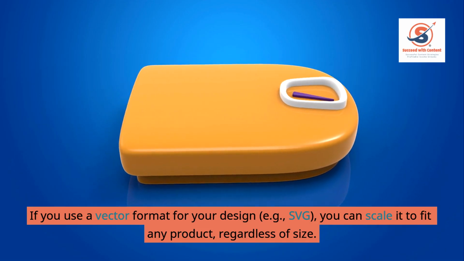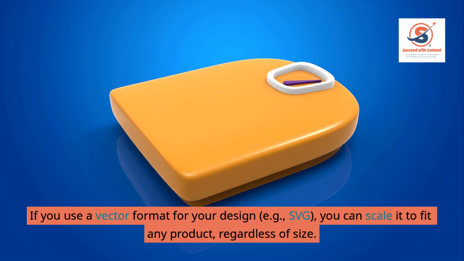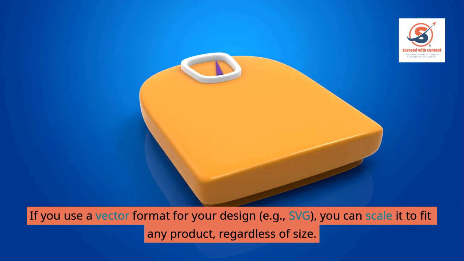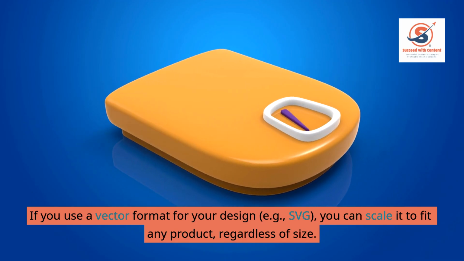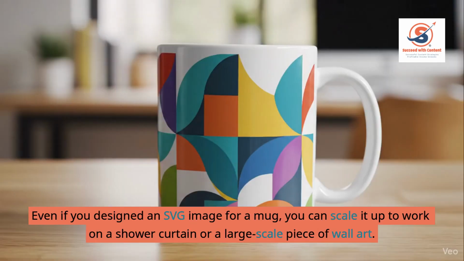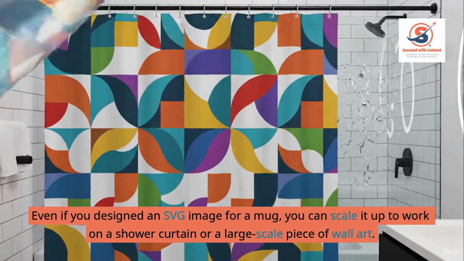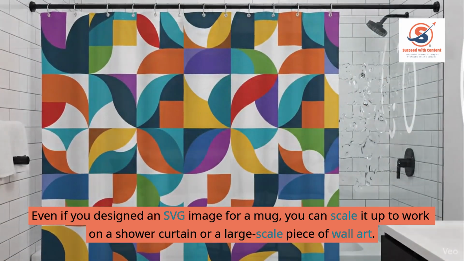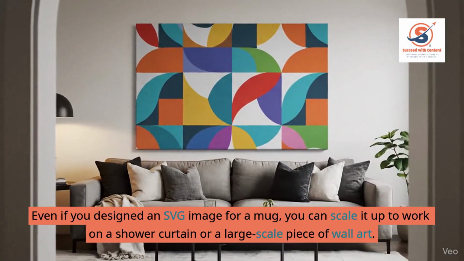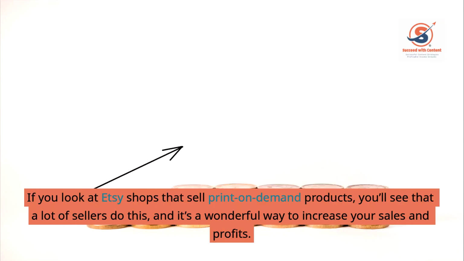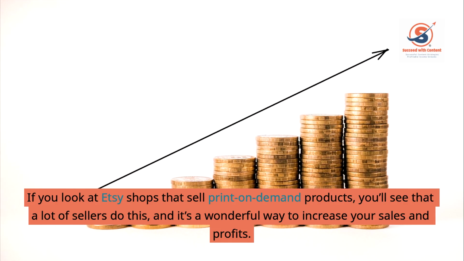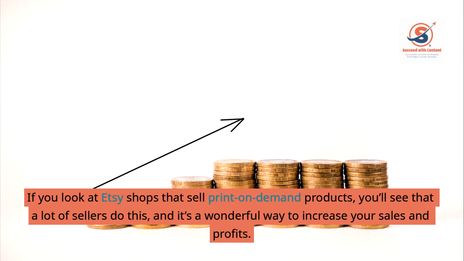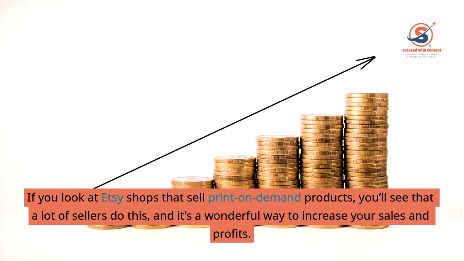Okay, for anyone who might be new to this, why is a vector format so much better than, say, a standard JPG for this strategy? Well, it's kind of like the difference between a photograph and a mathematical equation. A standard image file, like a JPG or PNG, is made of pixels, little dots. And if you try to blow up a tiny design made for a mug to the size of a shower curtain, those pixels just stretch out. You get a blurry, jagged, basically unusable mess. It's called pixelation. Right. It looks terrible.